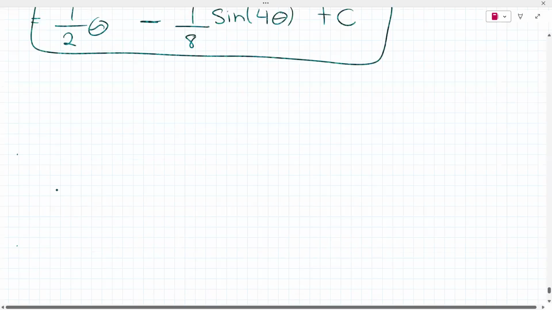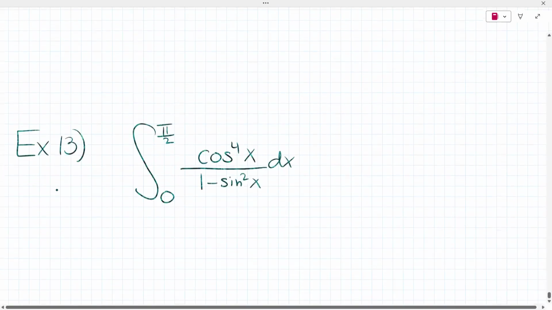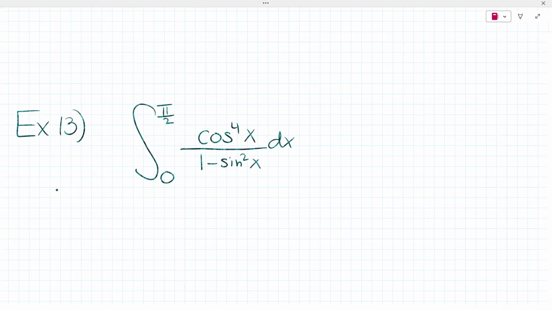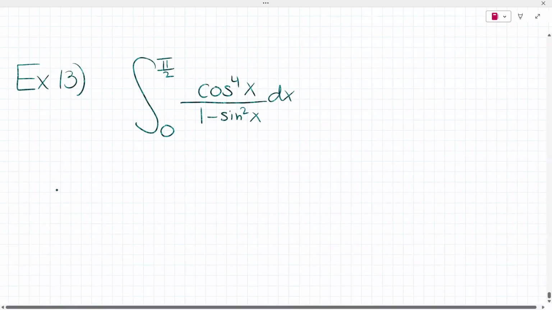Okay. Let's do the last one. So example 13, the only difference of this one is we have boundaries. So we have the integration from 0 to pi halves of cosine fourth x all over 1 minus sine squared x dx. Okay, that looks nothing like our identity, so we kind of have to manipulate it by using our trig identities. So what do we know?